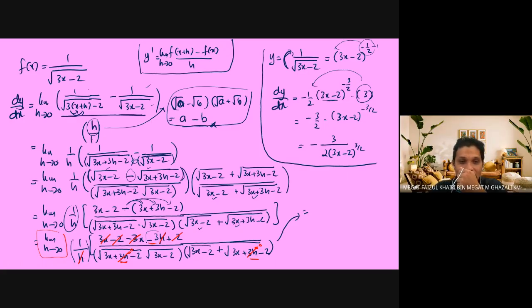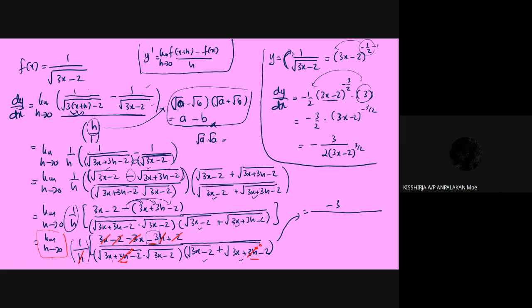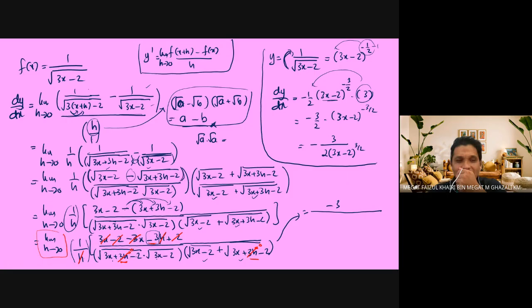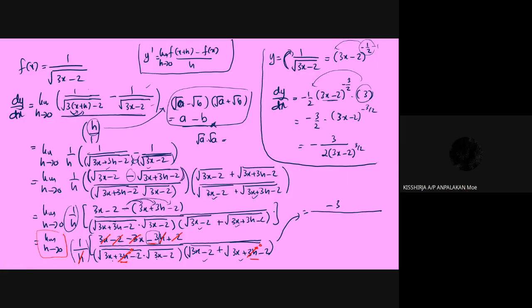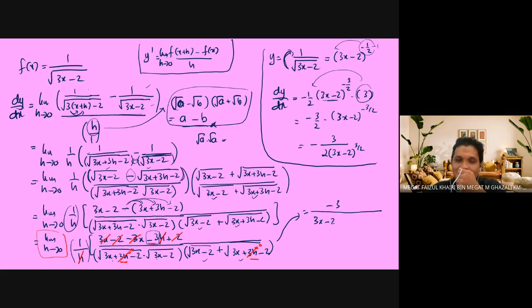So what's left here now? We got negative 3. Negative 3 divided by, we got this and this, this and this. Okay, square root of 3x minus 2 multiplied with square root of 3x minus 2. Square root of a times square root of a equal to a. So square root of 3x minus 2 times square root of 3x minus 2 is 3x minus 2. That's it. 3x minus 2 to the power of 1.